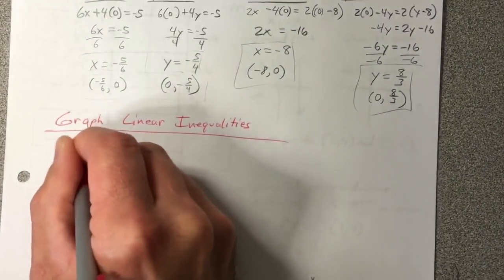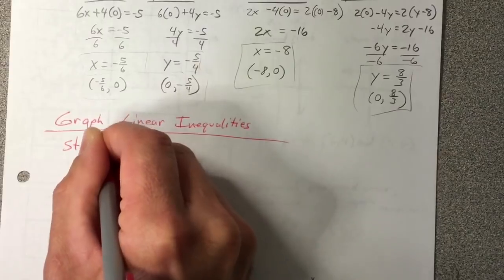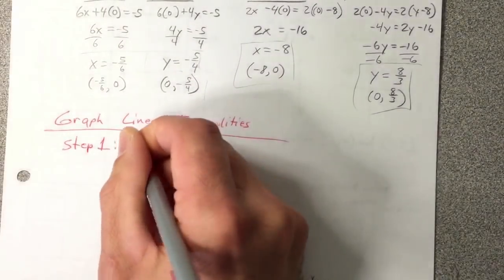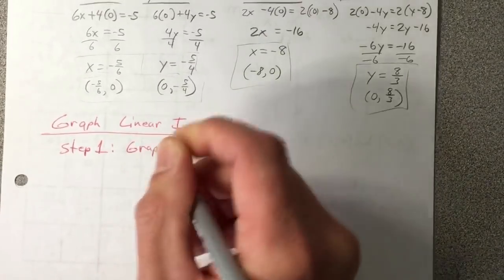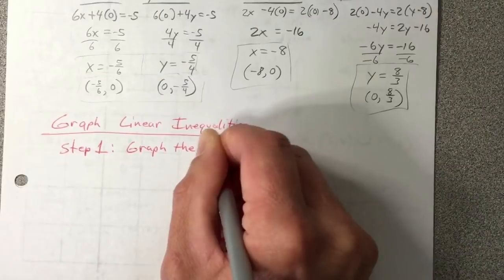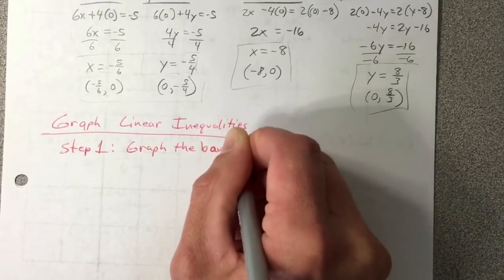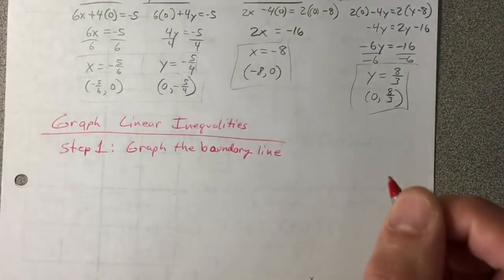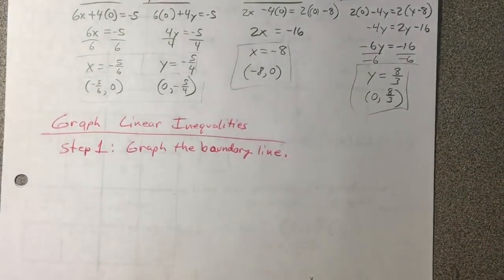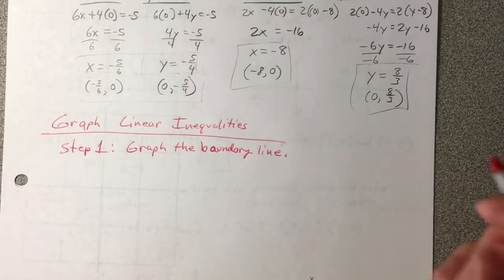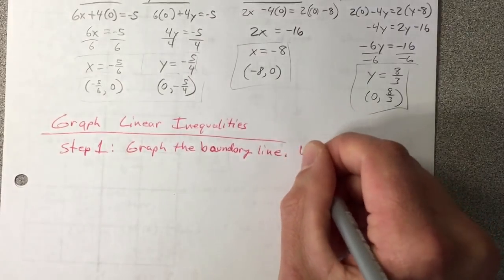And I'm going to make this a two-step process. Step 1 is to graph what I'm going to call the boundary line. When you graph your boundary line, you're either going to use a dashed line or a solid line. And here's how you're going to know.